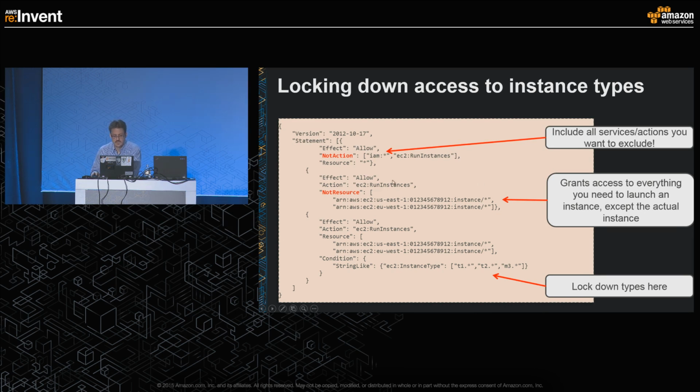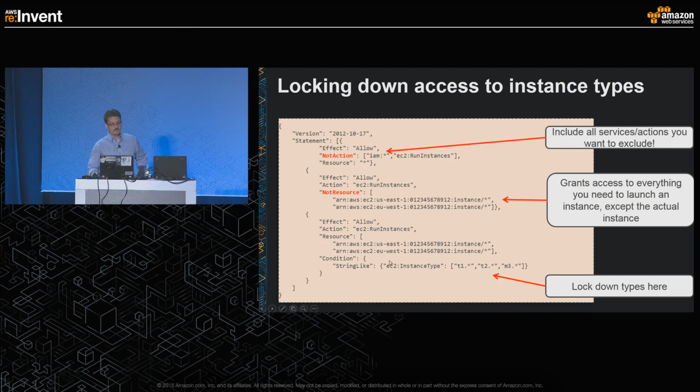Okay? The next part here, this is what grants access to everything you need to launch an instance except the actual instance. So a lot of people forget that. When you launch an instance, you need a key pair, right? You need an AMI, you need a volume, you need all that stuff. And so here I'm using the not resource. Give them access to everything that is not an instance in these two regions. For this one, I chose to show US East and EU West.